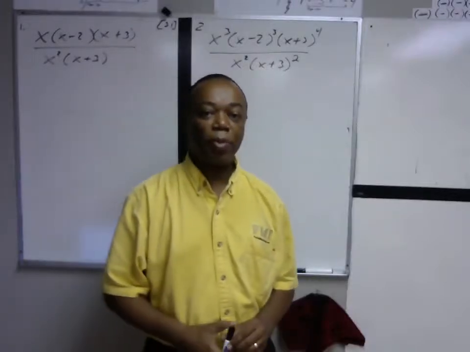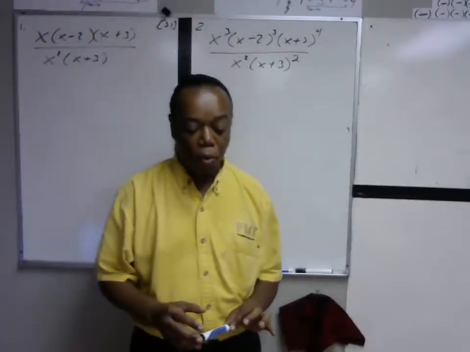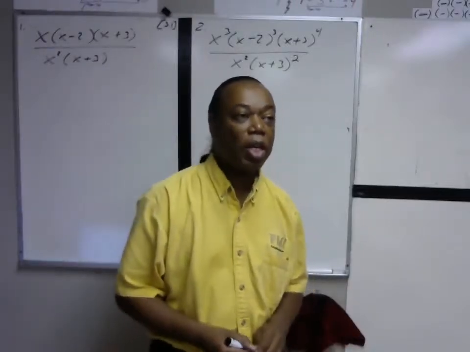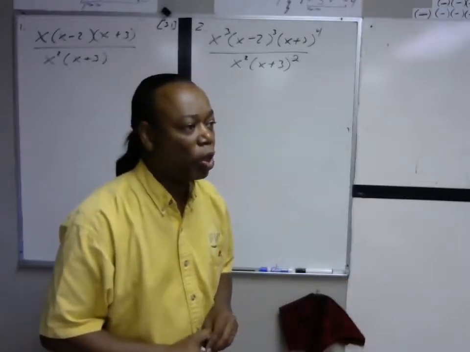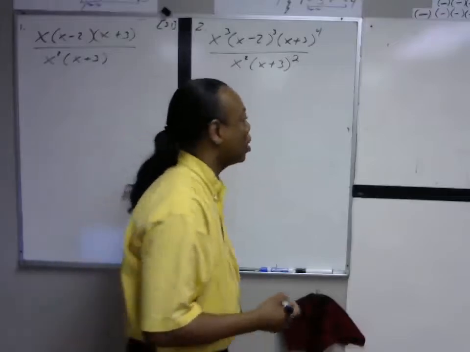Okay, SpongeBob challenge number 31. We're going to be simplifying rational polynomial expressions. And the first thing I want to demonstrate is that what we're basically doing is simplifying fractions.